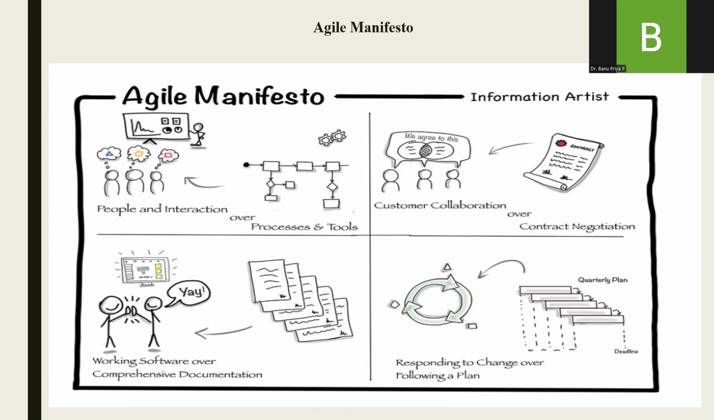The next manifesto is following a plan. So Agile tells you that, yes, in order to achieve the deliverable, having a rigid plan is not much needed. A flexible plan, responding to the changes which your customer expects, is much more important than having a rigid plan and getting an outcome out of that.